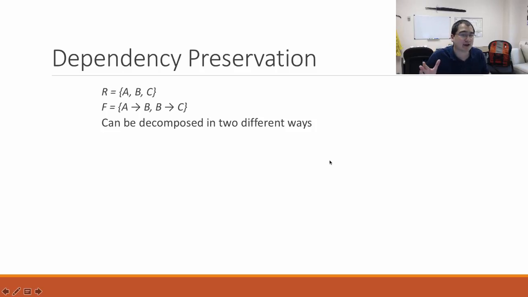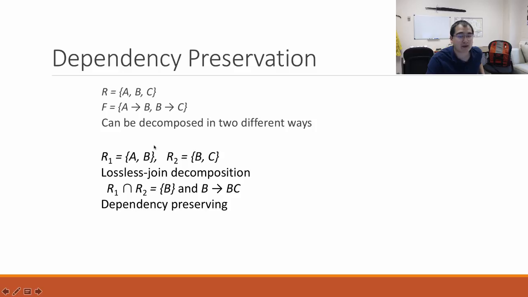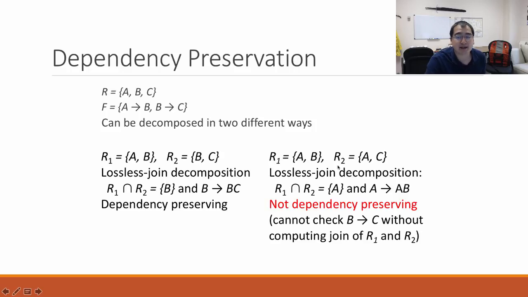All right, I'm going to talk about that in more detail here. So when we decompose this relation into two forms, we can do this one, and we can say, okay, both R1 and R2 are lossless decompositions. But when we want to check for dependency preserving, what we need to do is we go, okay, the intersection of R1 and R2 is B, and B functionally determines BC. So this guy is indeed dependency preserving because I can check A to B with this guy, and I can check B to C with this guy. However, this guy is a problem.